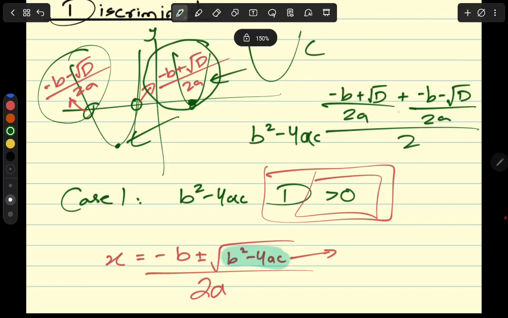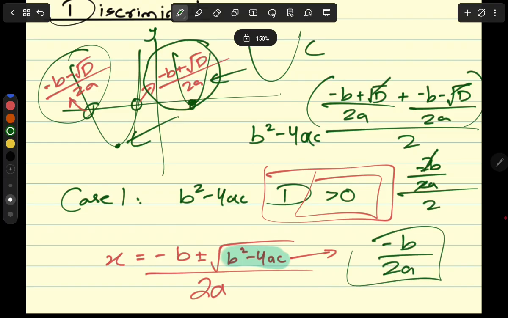Since the denominators are the same here, I can cancel these two and I get minus b minus 2b upon 2a, and the whole thing divided by 2. So this cancels this. Eventually I am left with minus b upon 2a. So this value is minus b upon 2a, which is the x value at which the minimum or maximum occurs. However, we already covered that in our last lecture, so we can do that later.